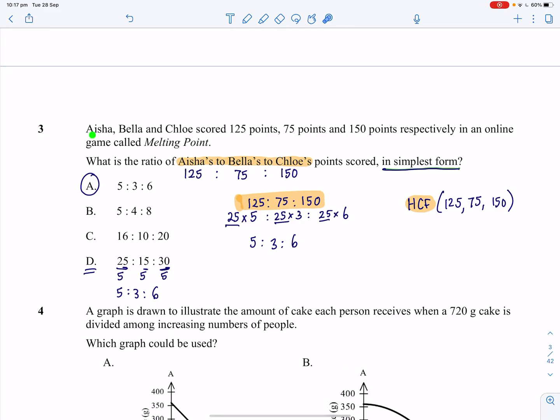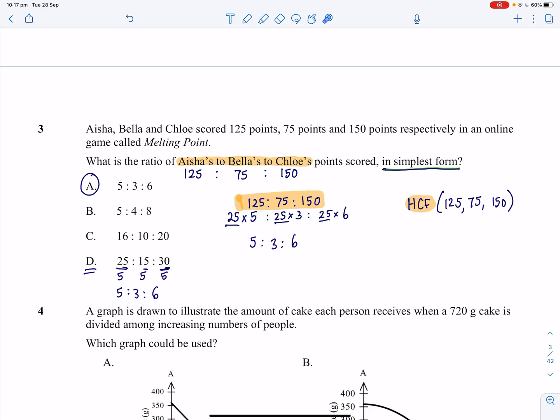Question 3. Aisha, Bella and Chloe scored 125 points, 75 points and 150 points respectively in an online game called Melting Point. What is the ratio of Aisha's to Bella's to Chloe's points scored in simplest form? The first thing you need to do is write these numbers as a ratio.